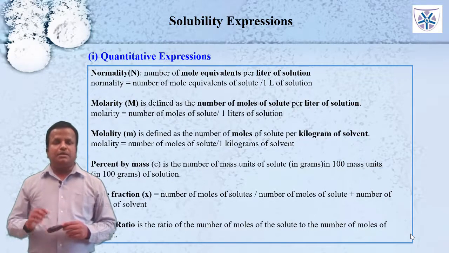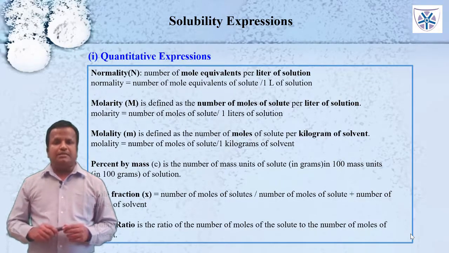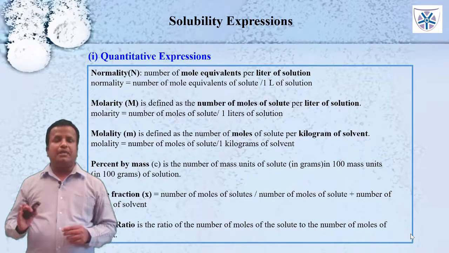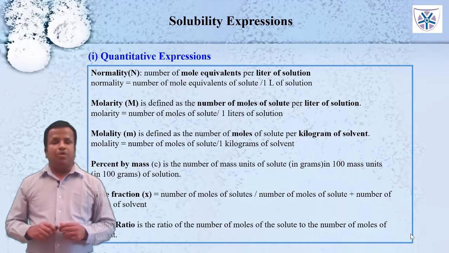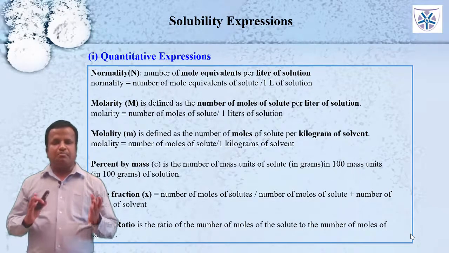It is expressed in terms of capital M. And molality, small m, is defined as the number of moles of solute per kilogram of solvent. Okay, molality, small m. The next one is percent by mass, which is the number of mass units of solute in 100 gram, that is 100 mass units of solution.